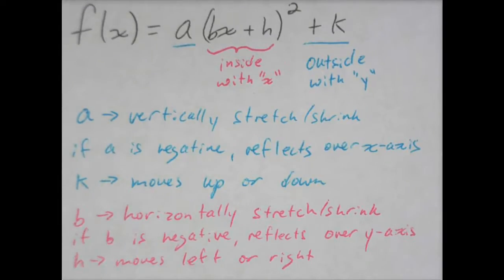B is a horizontal stretch or shrink, so we will multiply the x values. If B is negative, it will reflect.